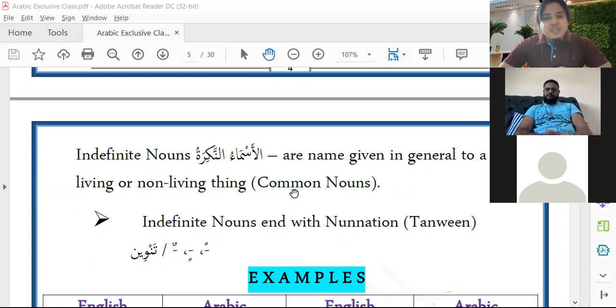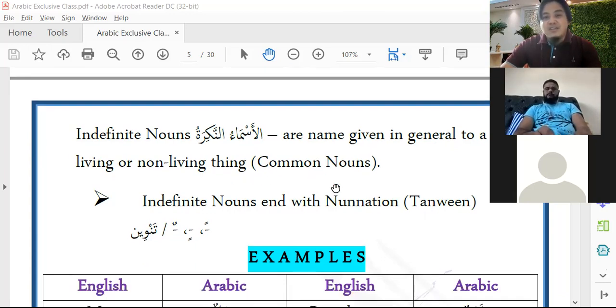Now, as you can see here, indefinite nouns, we call al-asma. We said noun in Arabic is ism, and the plural is asma. Asma is the plural of the word ism. Some women have the name Asma. Al-asma an-nakiratu, the indefinite nouns, are names given in general to a living or non-living thing, or we call them common nouns. The opposite of common nouns is proper nouns.